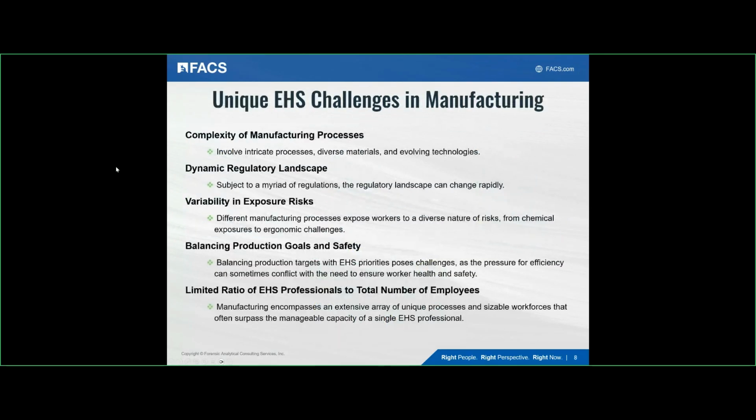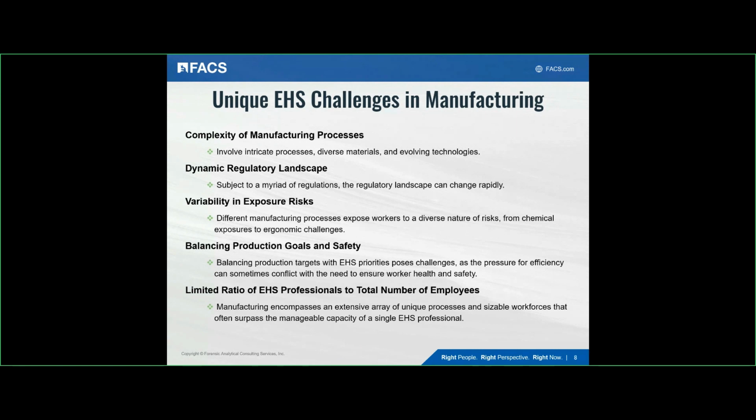So why are we focusing on manufacturing today? Well, a number of reasons. Manufacturing is incredibly diverse, right? Each industry within the sector is faced with a myriad of regulations that can change really quickly. Faced with high demand production schedules, that puts pressure on increasing output, which can be challenging to balance against ensuring the health and safety of our employees.